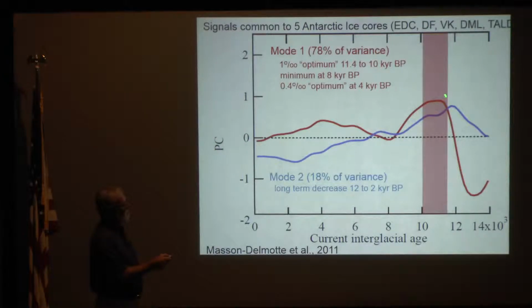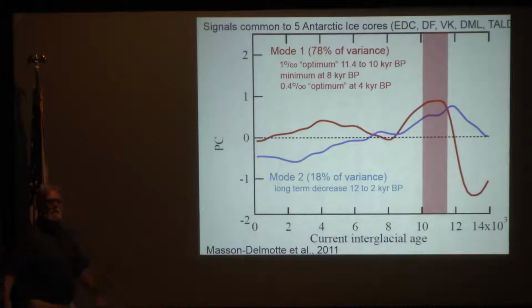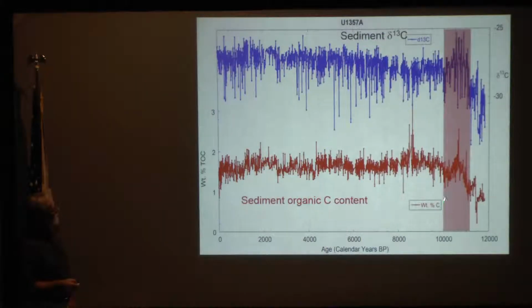It's a principal component here, but you would read this in terms of temperature, and they call it the optimum, from about 10K to 11,400 years ago, and then it got cold, and then it warmed up again in the mid-Holocene, and then here's this decline in temperature that's seen in many parts of the world in the last 4,000 to 5,000 years. So if you look at it in that sense, these are the anomalies associated with this so-called optimum time that you see in the ice cores.